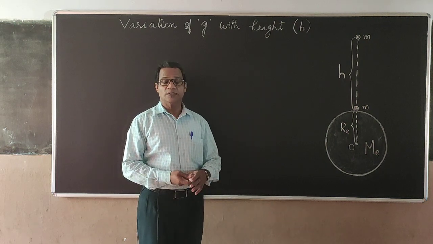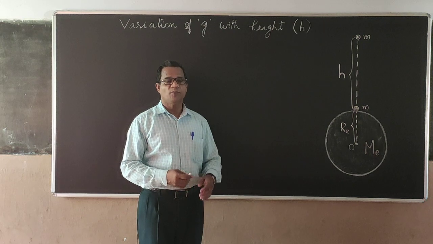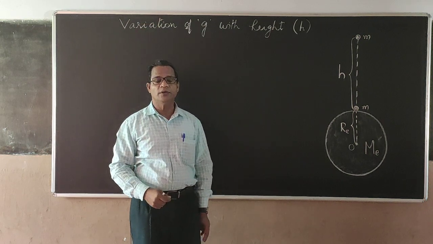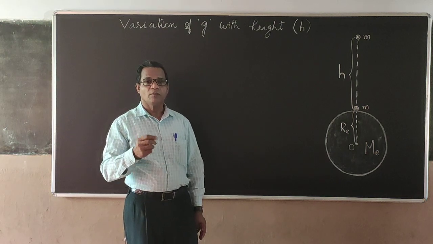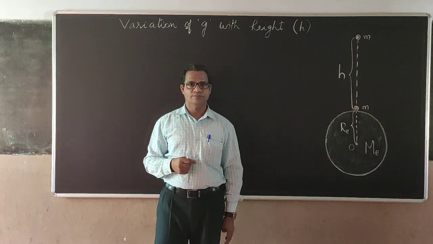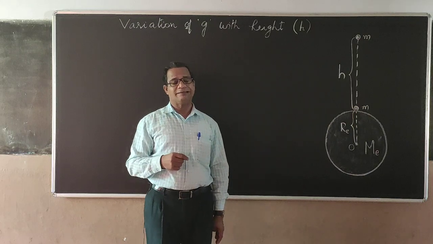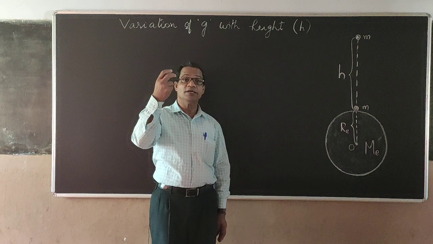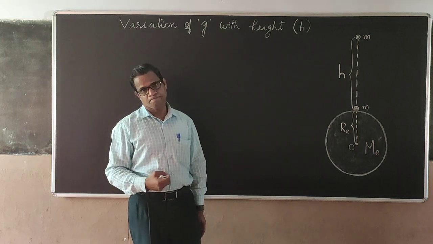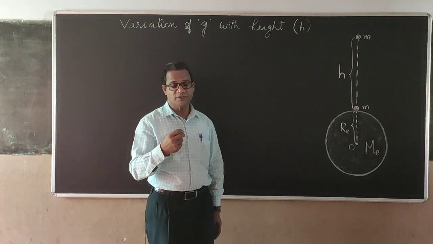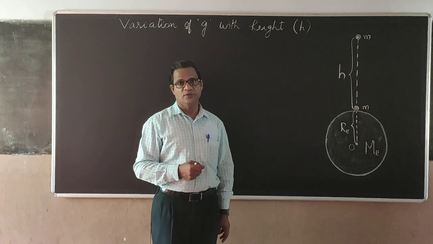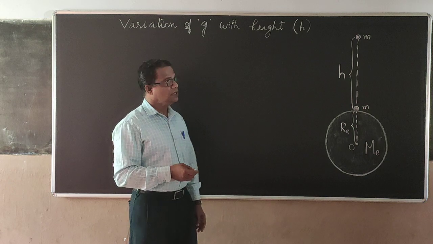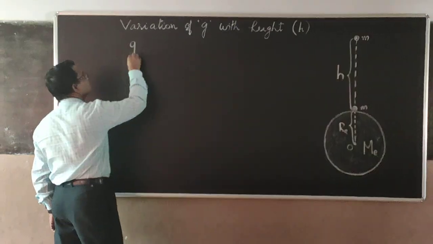You have studied in lower classes that if a body is dropped from a height, it is found to be accelerating downward by the attraction of Earth alone. That particular acceleration with which a body is falling towards Earth under the attraction of Earth alone, we call it as acceleration due to gravity, denoted by g.